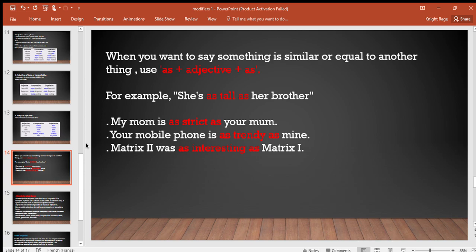Here, pay attention to have a complete comparison. You have to add the second as after the adjective. When I say she is as tall, her brother, it's not correct, it's incomplete. Okay?